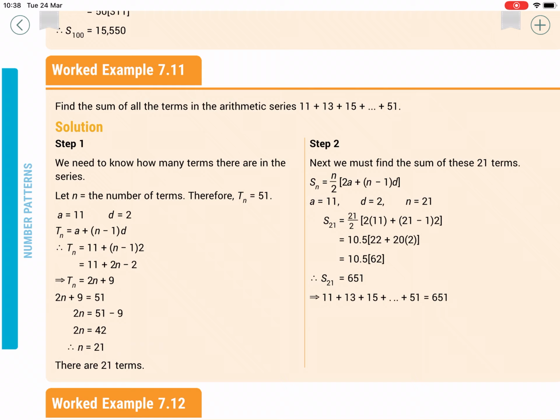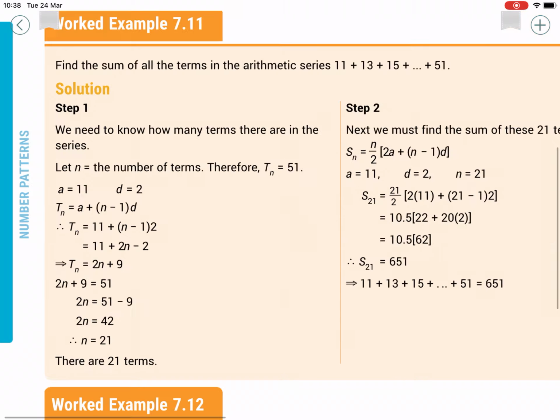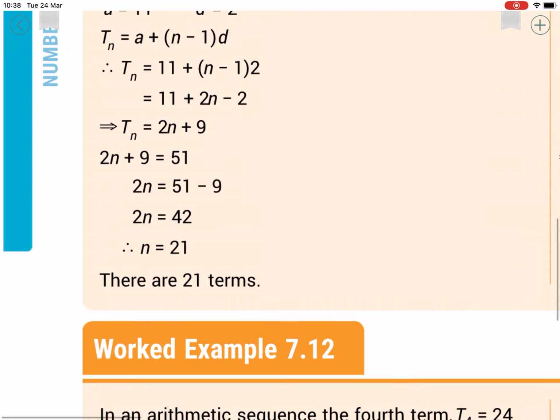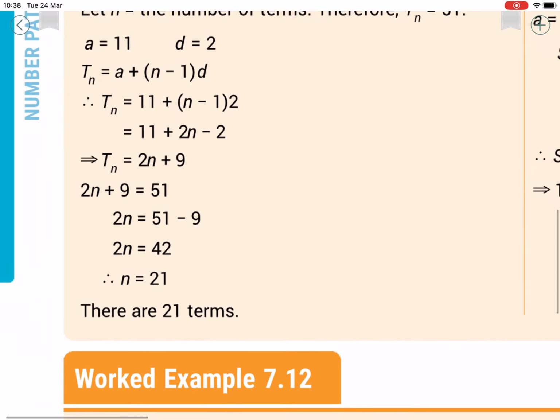So if I fill those values in, you can see I end up with the general term 2n plus 9, and I want to know for what term is my last value 51. So I do Tn is equal to 51. So 2n plus 9 is equal to 51, as you've got it down here. And then you just solve for n. So small bit of algebra there. So that means that there's 21 terms.